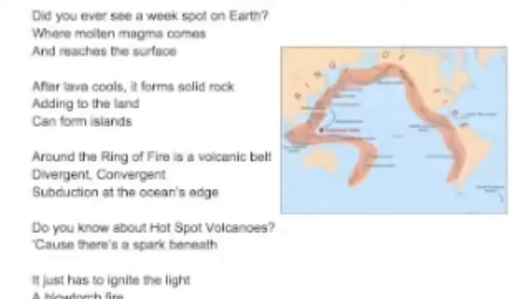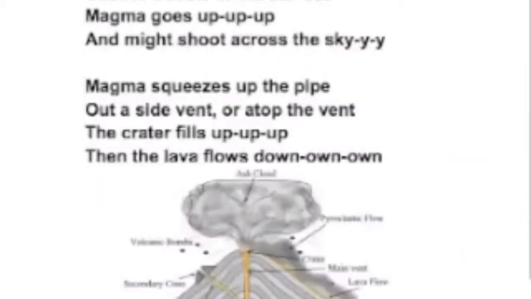Cause there's a spot beneath, it's just gotta ignite the light, or blow, touch fire for a long time, like a wire island. Volcanoes all across the world, gases bubble to the surface, magma goes up, and might shoot across the sky. Magma squeezes up the pipe, out of sight and on top of it. The ground fills up, then the lava flows down.